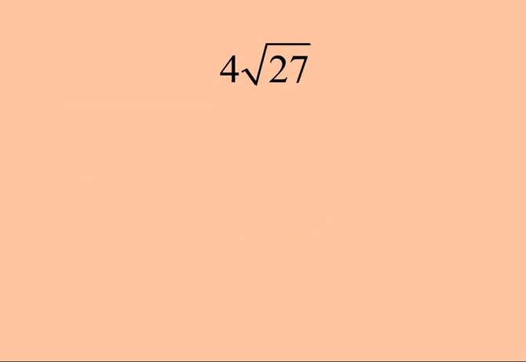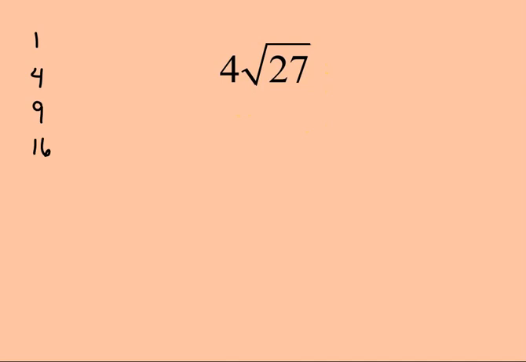In this last example, we have something a little different. We have a number that's connected to the radical by multiplication. So this is 4 square root 27. 27 is not a perfect square, so we need to simplify that. And anytime we have a number that's connected to a radical by multiplication, whatever comes out of the radical gets multiplied times that number. So let's simplify our 27.